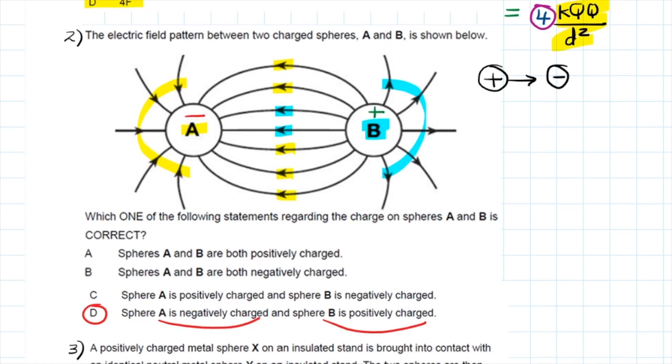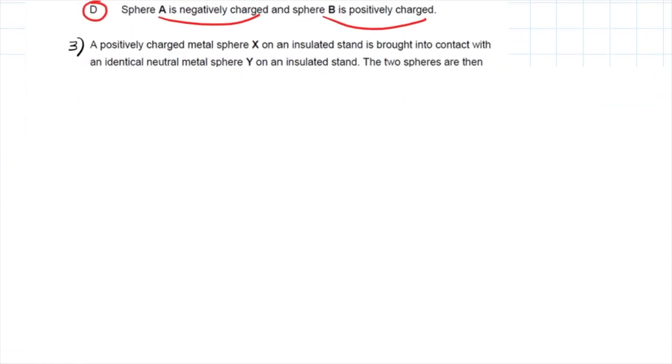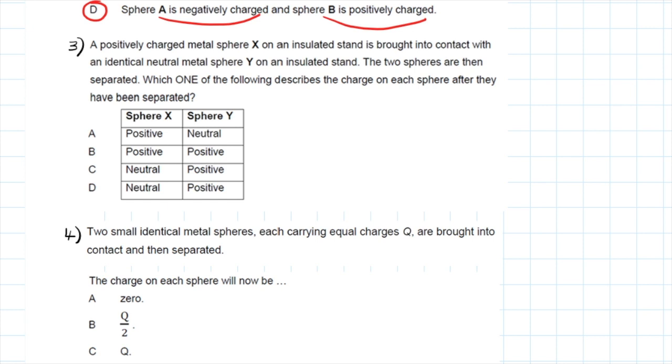Let's move on to question number 3. This question says, a positively charged metal sphere X on an insulated stand is brought into contact with an identical neutral metal sphere Y. So X is positively charged and Y is neutral, and they're both on insulated stands. The two spheres are then separated, so they're brought into contact and then they are separated. Which one of the following describes the charge on each sphere after they have been separated?